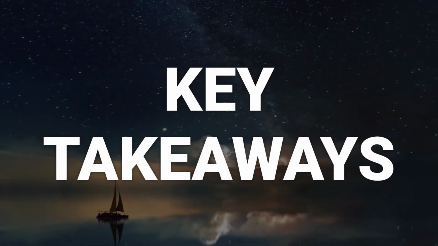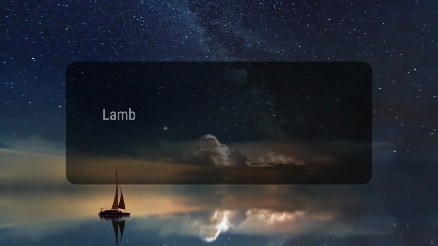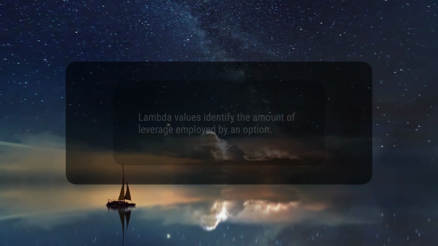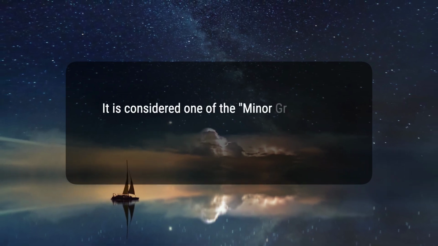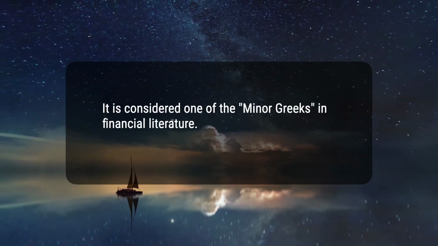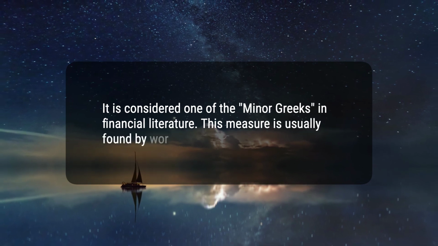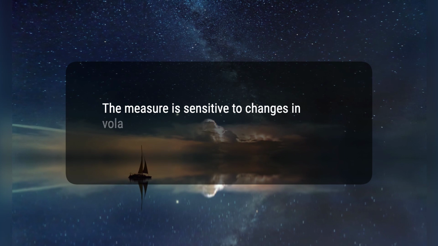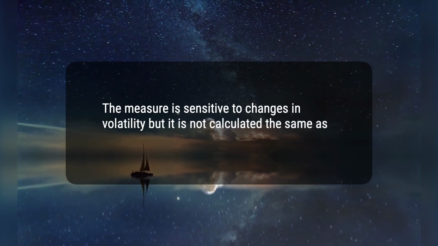Here are 3 key takeaways. 1. Lambda values identify the amount of leverage employed by an option. 2. It is considered one of the minor Greeks in financial literature. This measure is usually found by working with delta. 3. The measure is sensitive to changes in volatility, but it is not calculated the same as Vega.